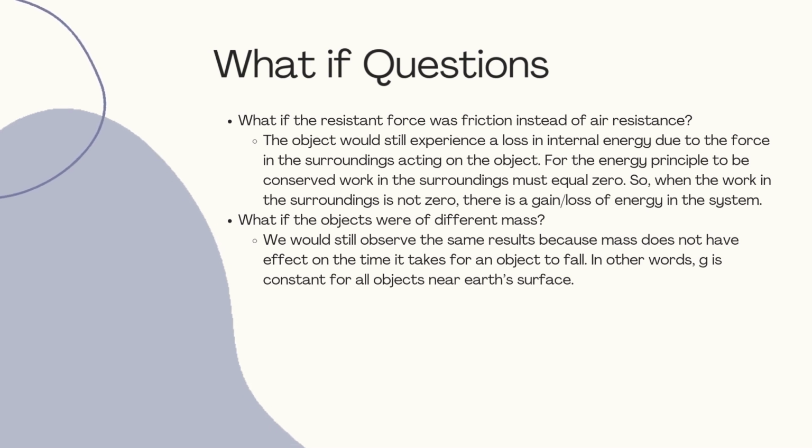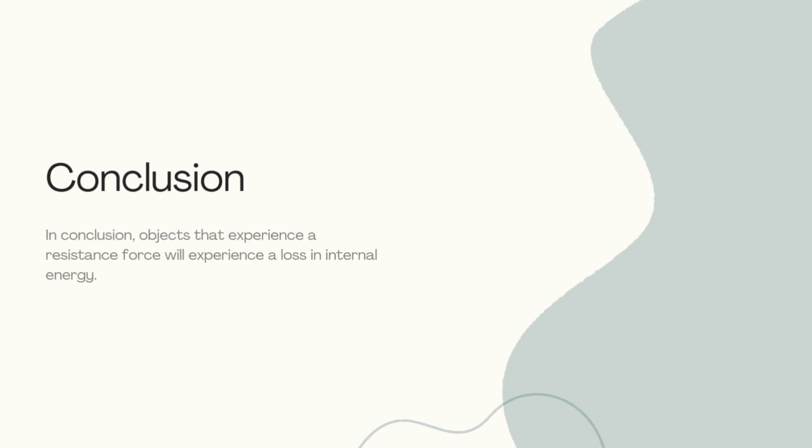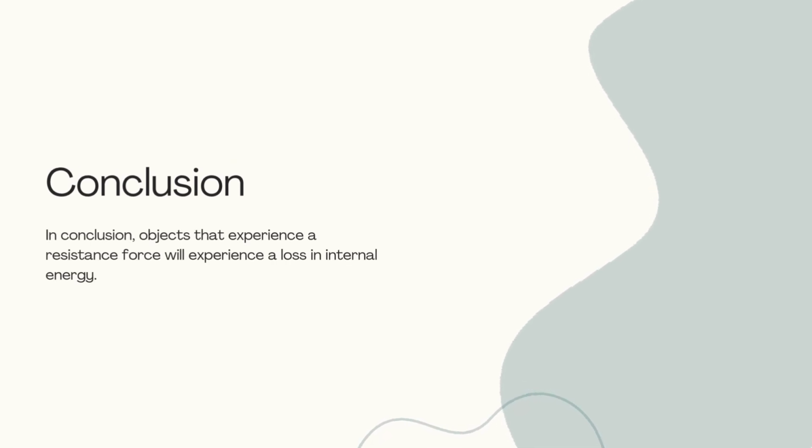And then the second question is, what if the objects were of different mass? To answer that, we would still observe the same results because mass does not have an effect on the time it takes for an object to fall. In other words, g is constant for all objects near the Earth's surface. So, to conclude, objects that experience a resistance force will experience a loss in internal energy as well.